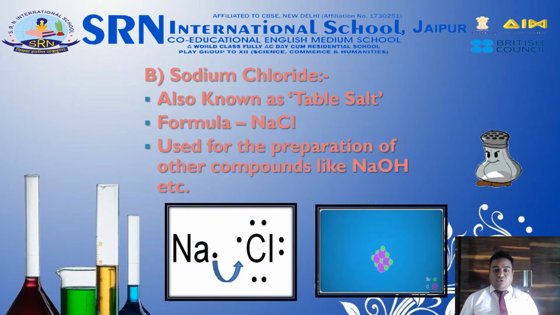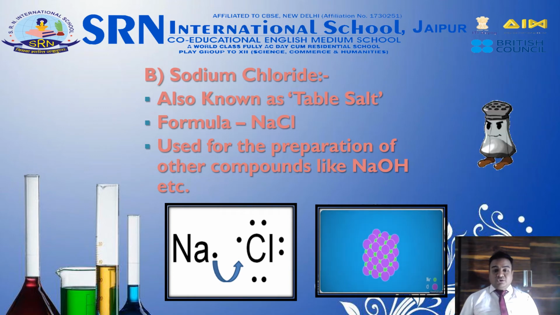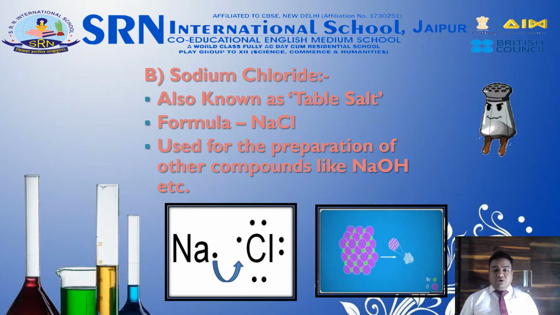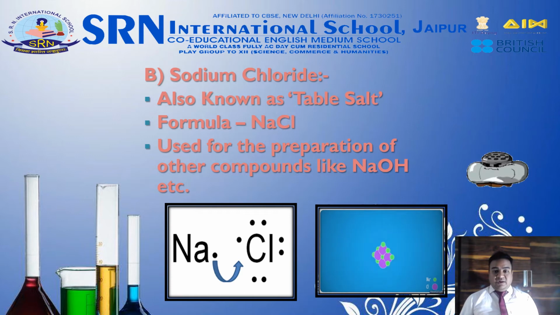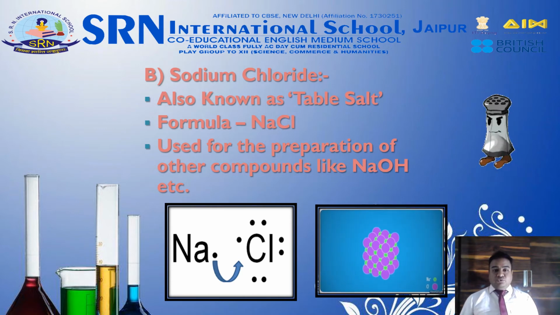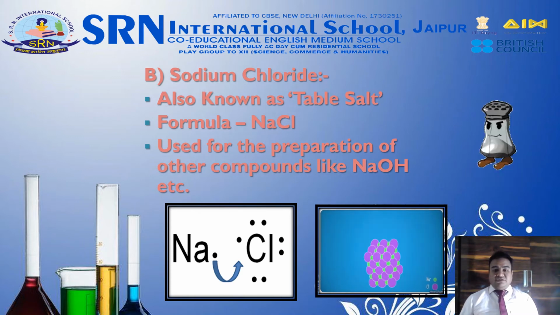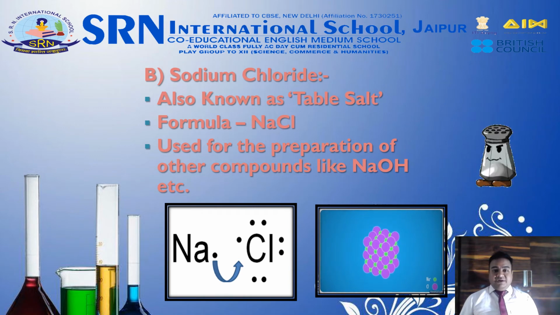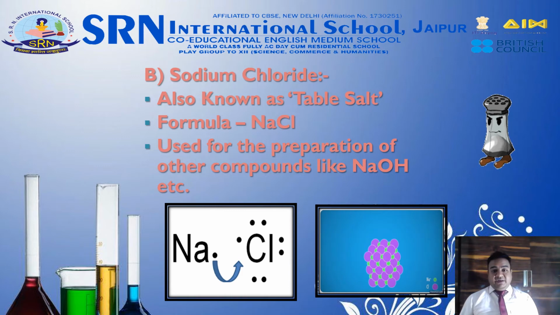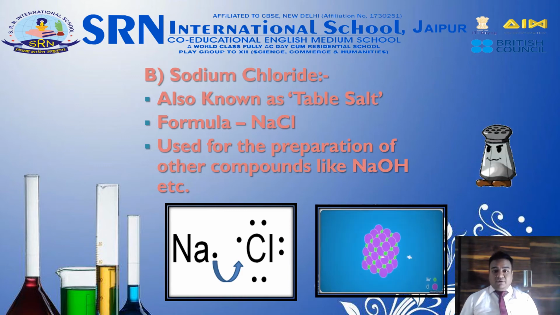Now let us study sodium chloride. Yes, sodium chloride is the most common salt that we use in our household. It is also called table salt as it is a prominent member of our table. It is also called kitchen salt because it is used in the kitchen. The formula of this compound is NaCl and besides giving taste to the food, it is also used in preparing other compounds such as sodium hydroxide, that is caustic soda.